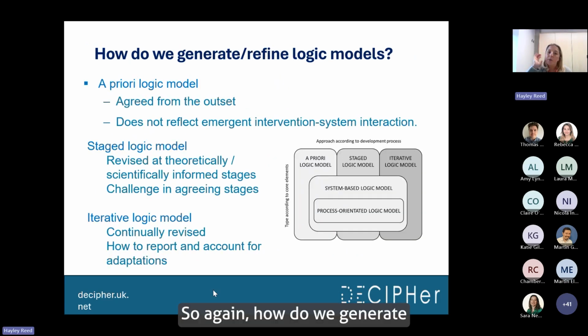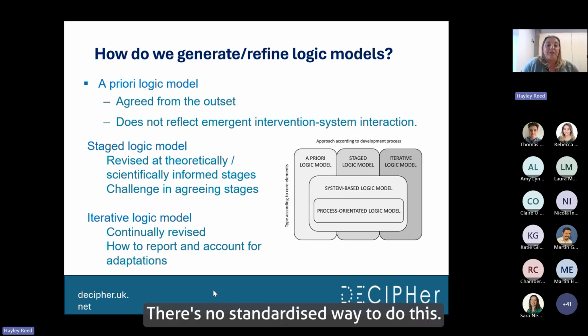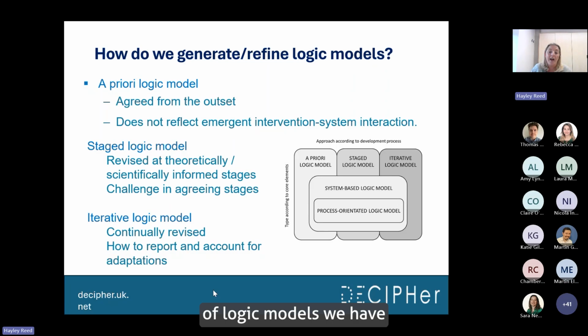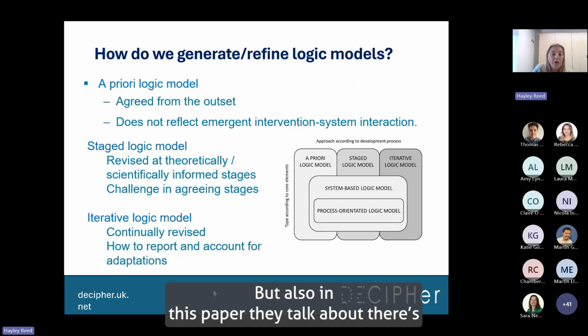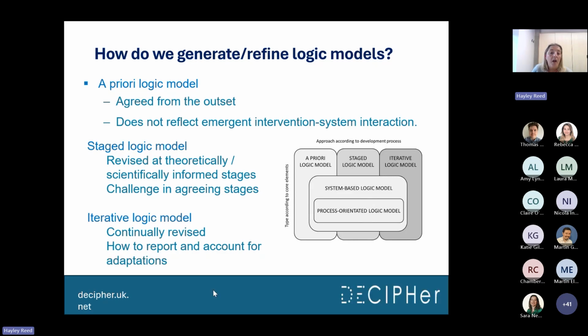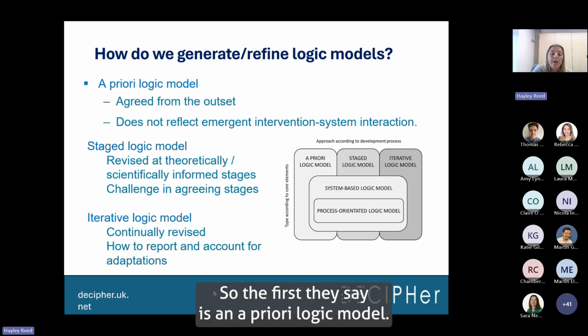So again, how do we generate or refine logic models? There's no standardized way to do this. And I've already talked through the two different types of logic models we have. But there's also, in Eva Reed's paper, they talk about there being potentially three different approaches to how we refine or develop logic models. So the first they say is an a priori logic model.